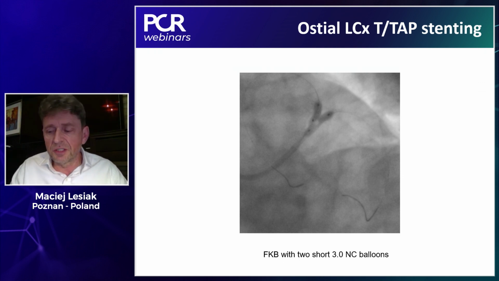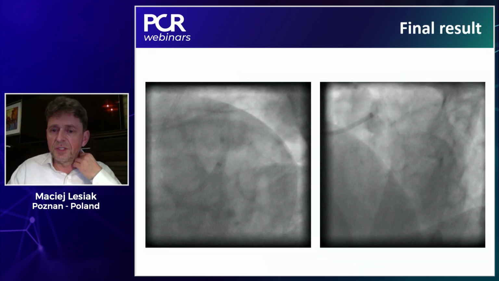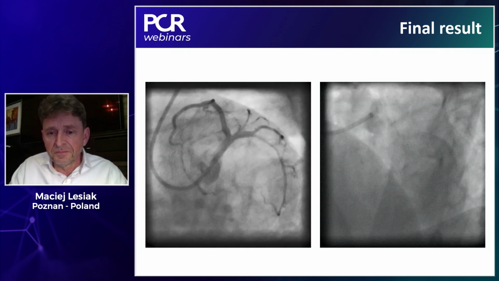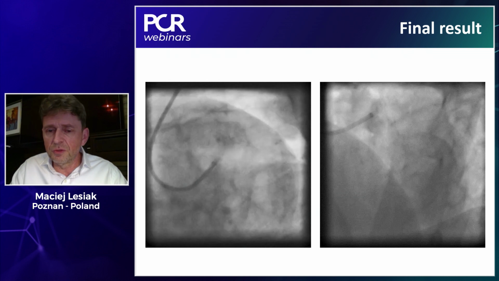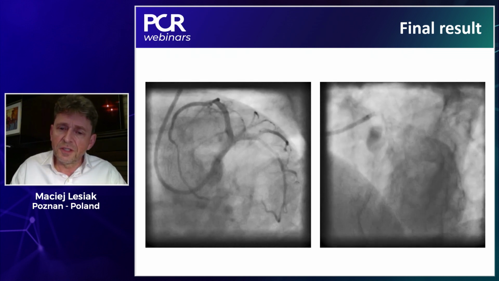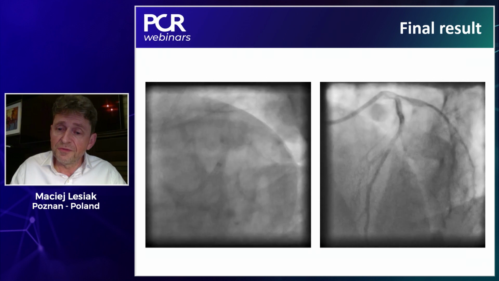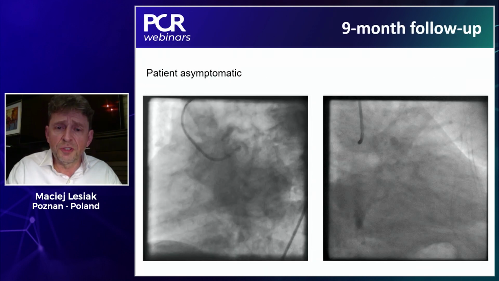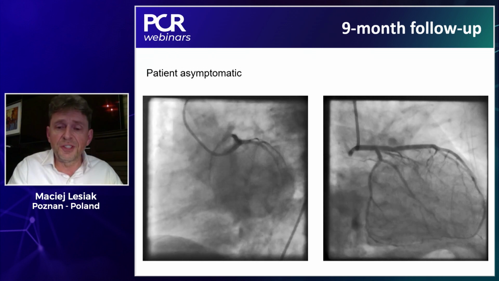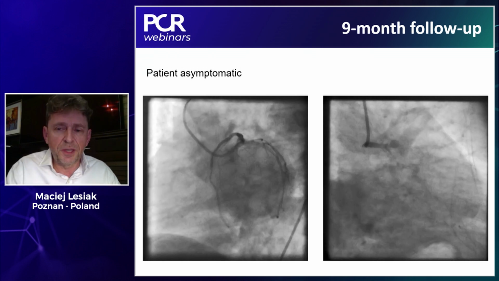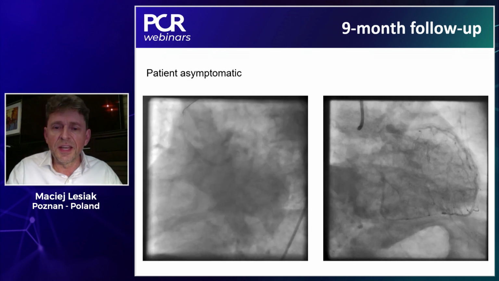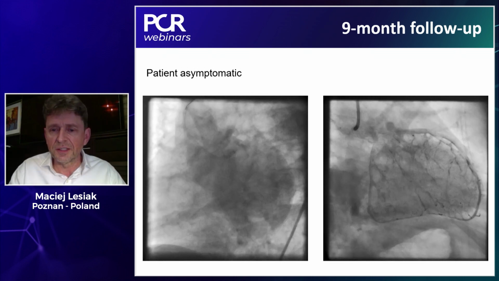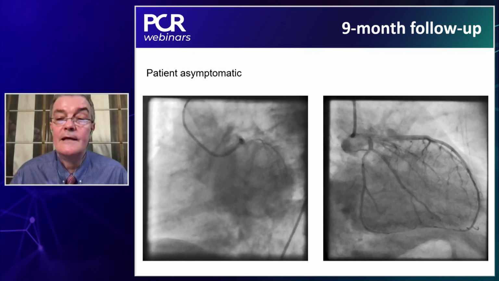After implantation, everything was followed by final kissing balloon technique with 3.0 NC short 30 balloons, and this is the final result. Very good result and good flow into both vessels. And we had an opportunity to check the patient. Actually, the first center, when the first case was done, checked the patient another 9 months later, and this is the result. I think it's really a fantastic result.